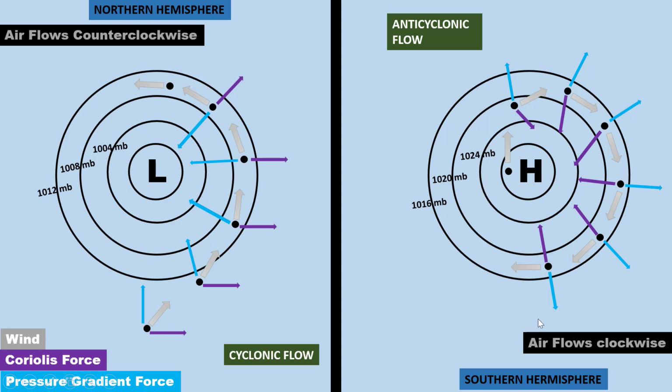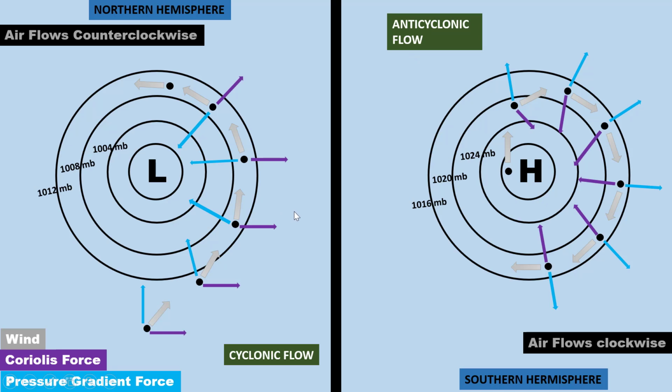And in the southern hemisphere, you can see that in the middle you have a high pressure area, and going out the pressure decreases. Here we have 1024 millibars, and going out we have 1020 millibars and 1016 millibars. So air tends to flow from high pressure area towards the low pressure areas. In the northern hemisphere it is called cyclonic flow, and in the southern hemisphere it is called anticyclonic flow. So this is what you need to know.